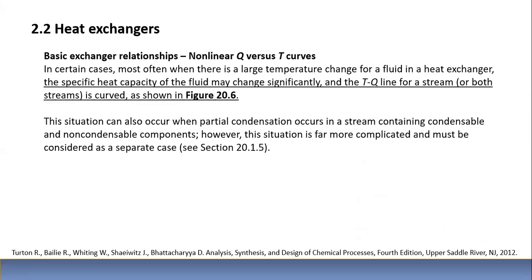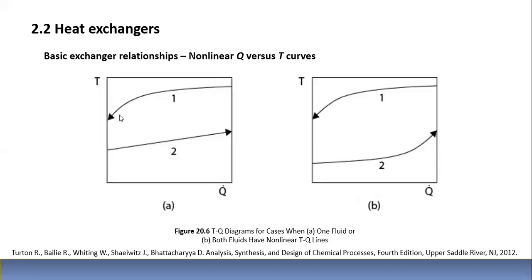In certain cases, most often when there is a large temperature change for a fluid in an exchanger, the specific heat capacity of the fluid may change significantly, and the T-Q line for a stream or both streams is curved, as shown in figure 20.6. That is, we might have a situation like this, where there is a constant heat capacity on the fluid on stream 2, and a change in heat capacity on the fluid in stream 1. Likewise, we could have a changing heat capacity on both fluids, on the hot fluid as well as on the cold fluid, gaining heat.